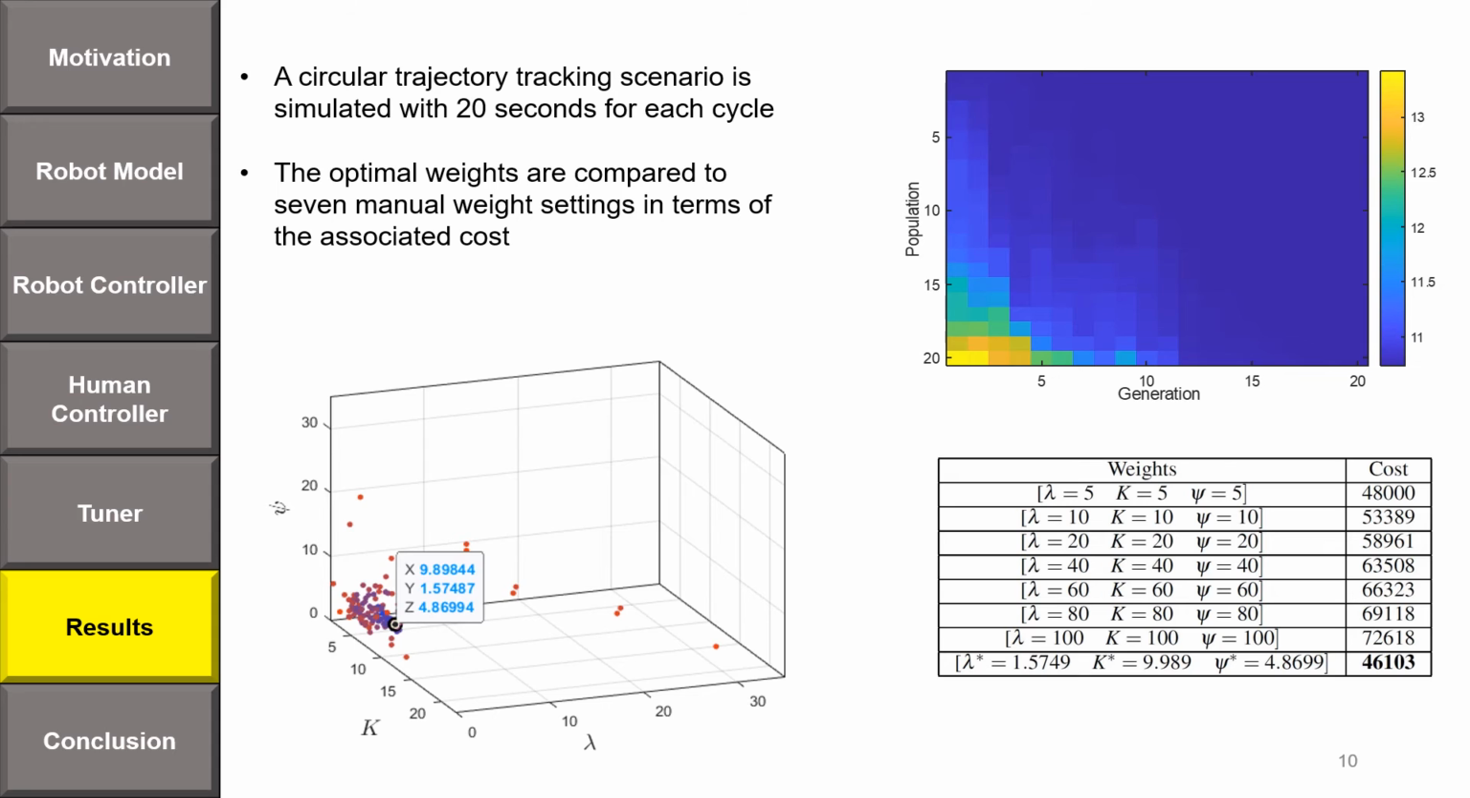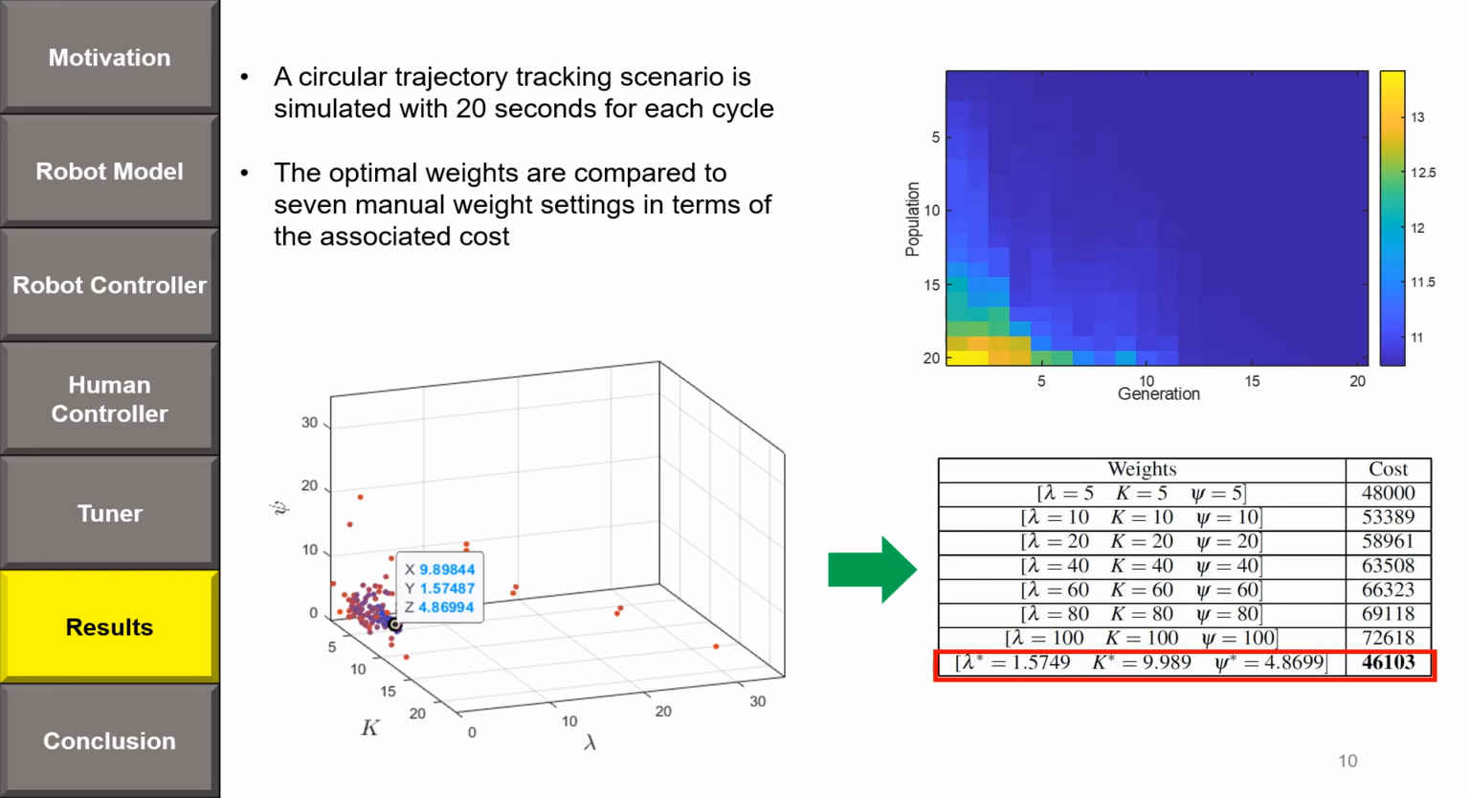Here you can see the optimization results. We considered a circular trajectory tracking scenario. On the bottom left, you can see all the weight combinations used by the optimizer. The blue weights have a lower cost. On the top right, you can see the population costs for each generation. As shown, all the population costs converge to the optimal value as the optimizer proceeds to final generations.